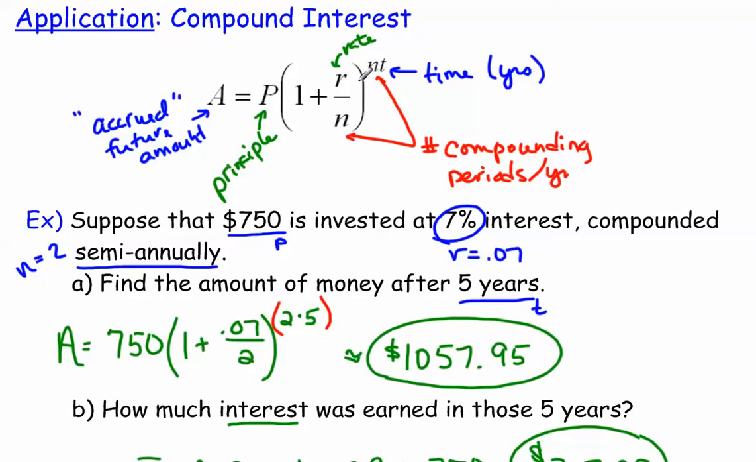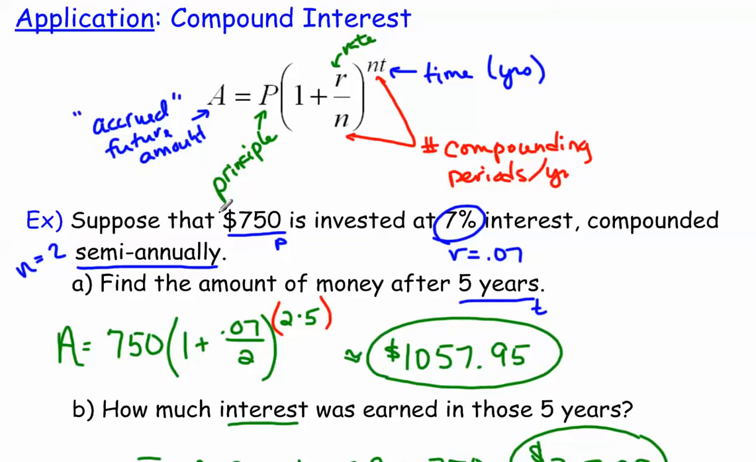The new thing here is this n, and it's the same in both places, and it represents the number of compounding periods per year. It might be compounded annually, so once per year. Compounded semi-annually, twice. Quarterly would be 4 times a year. If it said monthly, we'd use a 12 for our n, and so on.